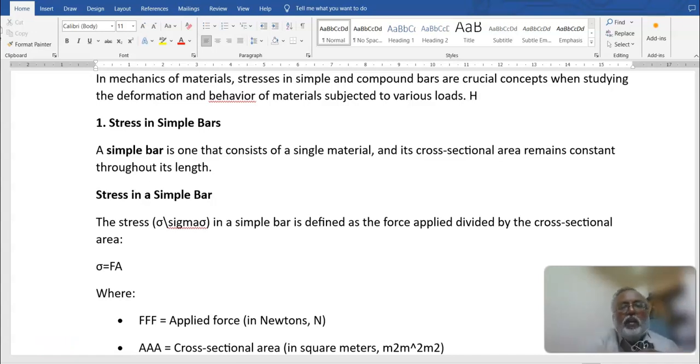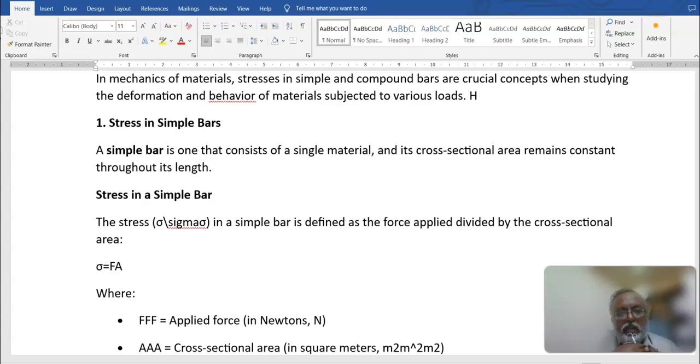Dear boys, in previous classes we were discussing solids and fluids along with their properties. Here we are going to look into the various kinds of stresses acting on simple as well as compound bars.